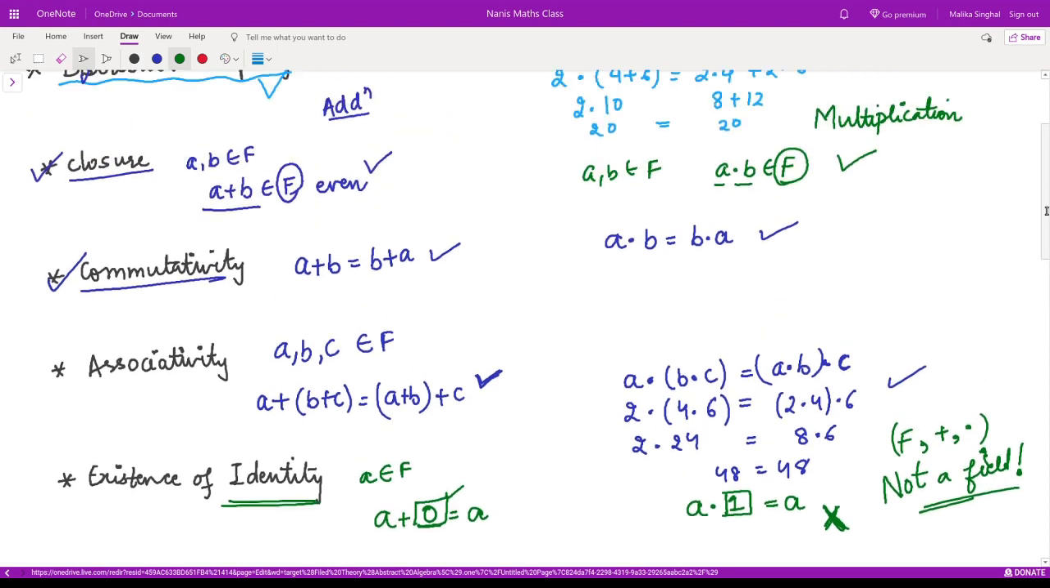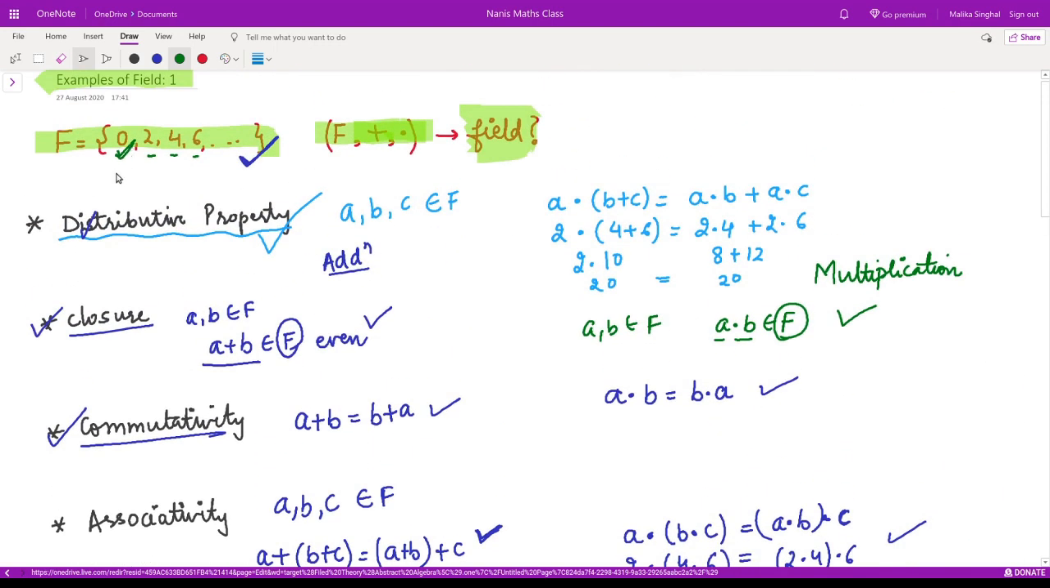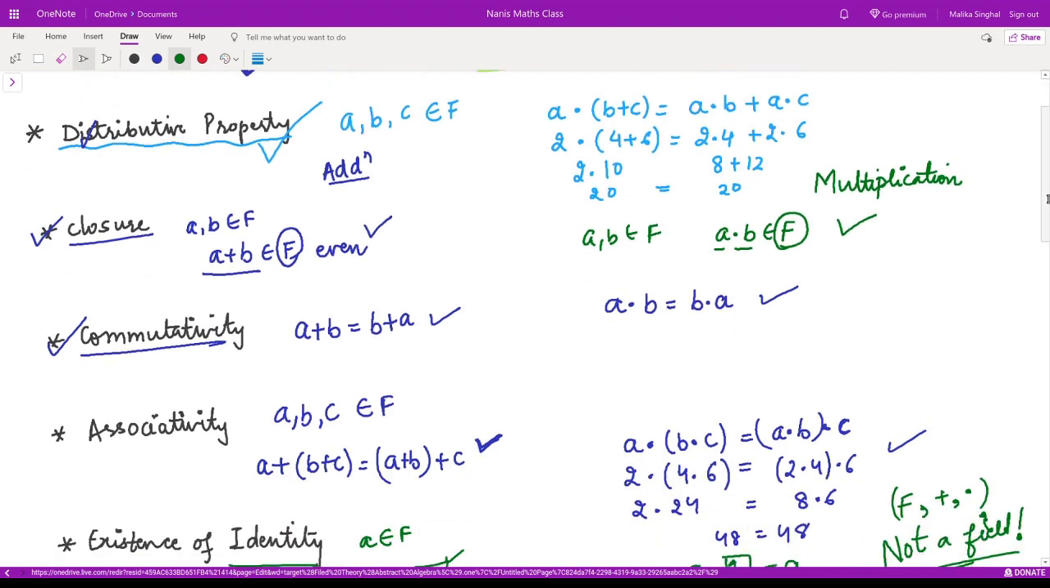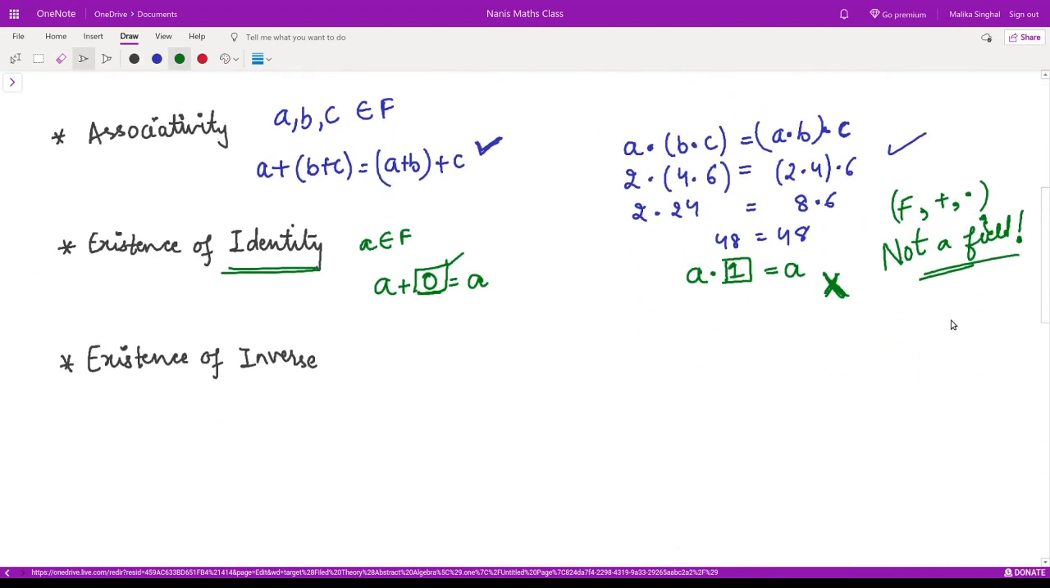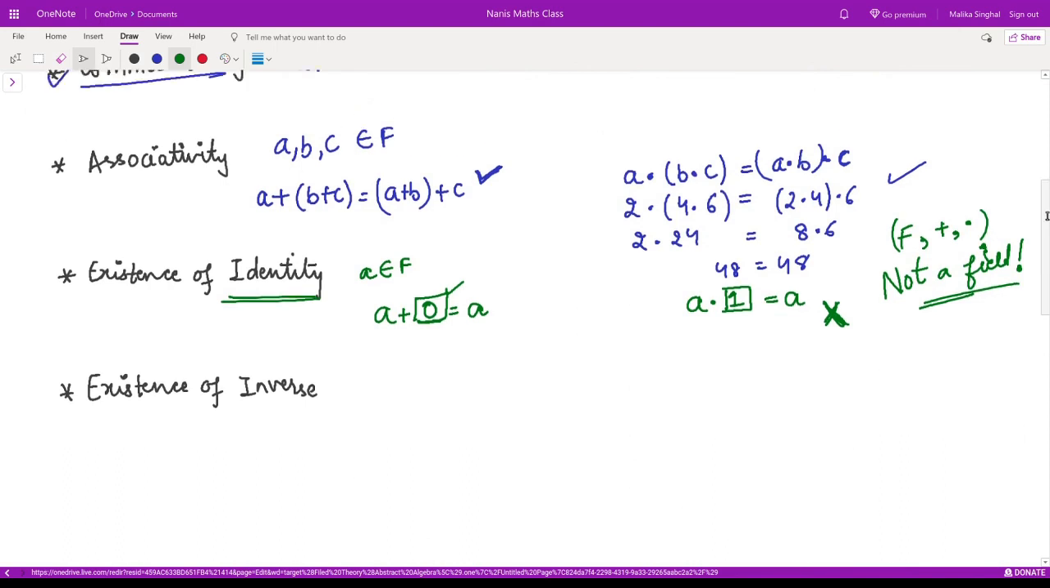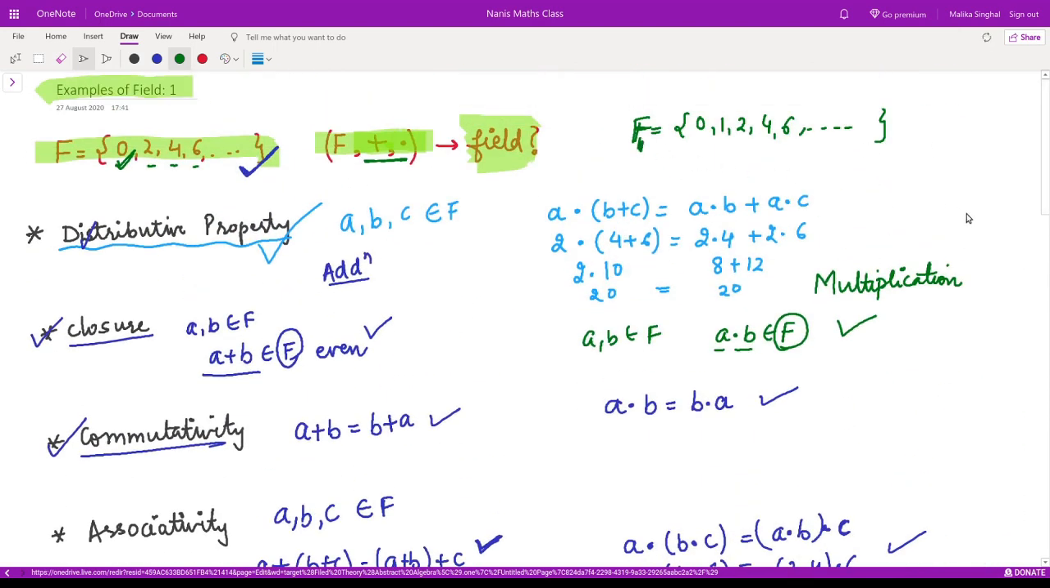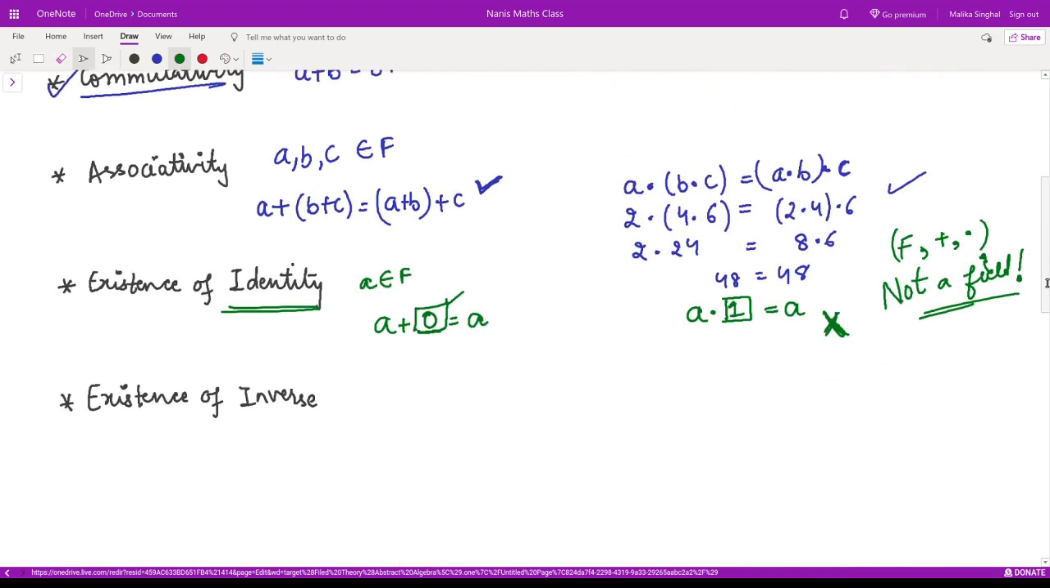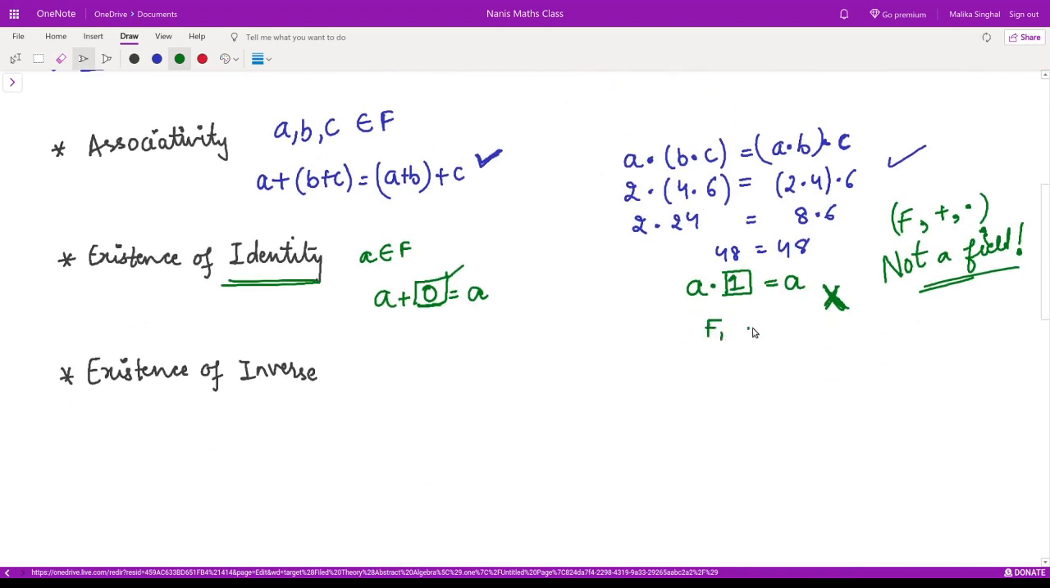So what if I add 1 to this? I create a new set F which is equal to {0, 1, 2, 4, 6, and so on}. Then the set F together with these two operations is a field, until now it is, yes. So with the new set, let me call this F1, F1 has multiplicative identity 1.